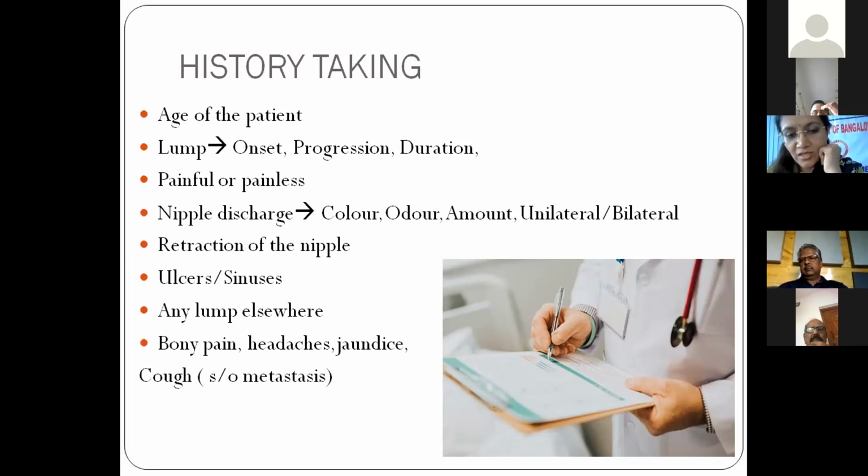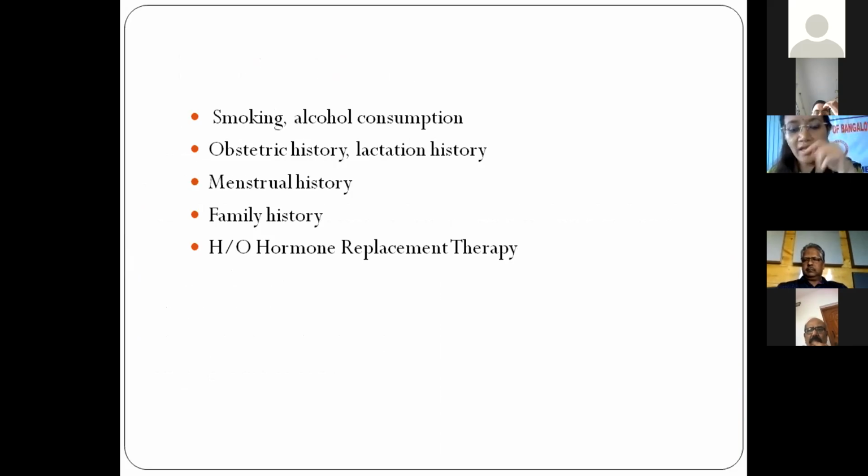Another thing you can ask, if you are suspecting in your history that it could be a malignancy, are leading questions: is there any bony pain, headache, history of jaundice, cough, or history of weight loss, which can point towards metastatic disease. You have to ask the patients if any of these symptoms are present. So these are basically the important questions which you're going to ask in history taking.